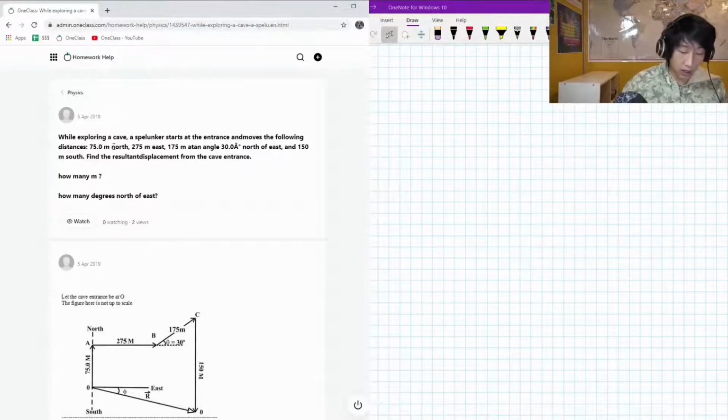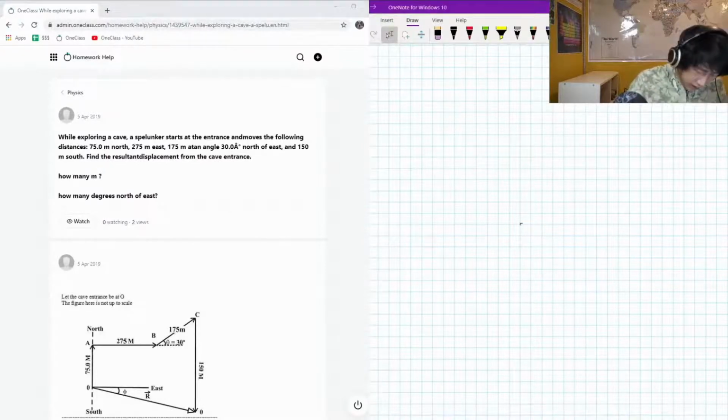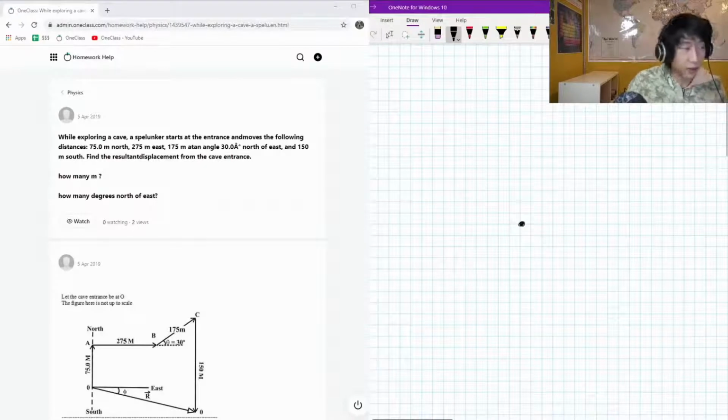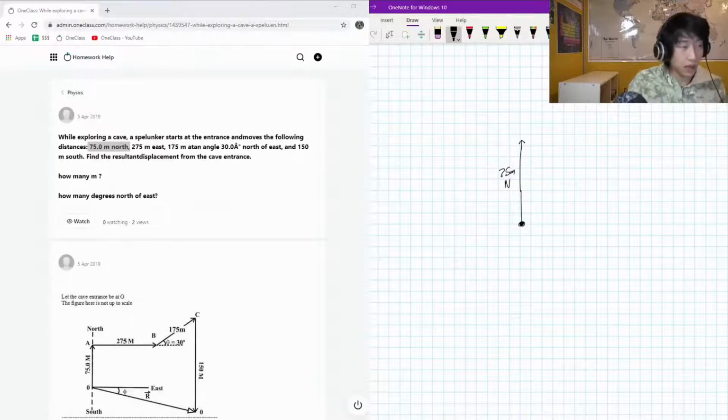Okay, so let's actually draw this out as we read through this, because at the end we're going to try to find the resultant displacement, how many meters of displacement, and in what direction. Let's say this is our starting point right here, and the first step is we're going to go 75 meters north. I'm going to try to be on the grid and be fairly consistent with my distances. So 75 meters north is our first step, and then 275 meters towards the east.